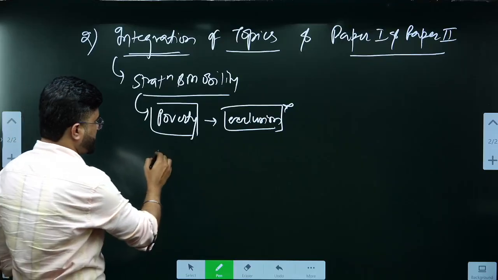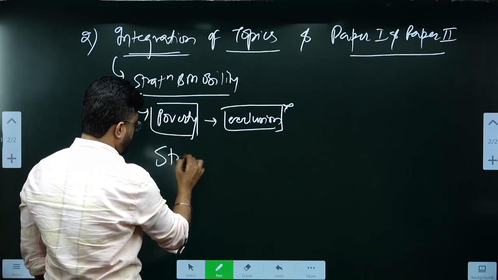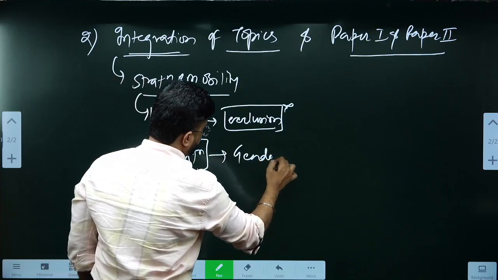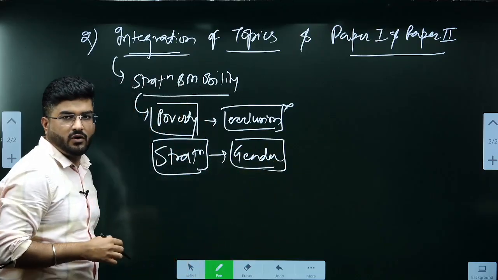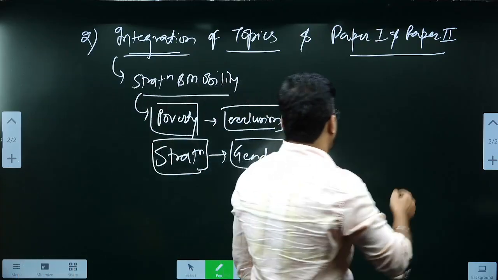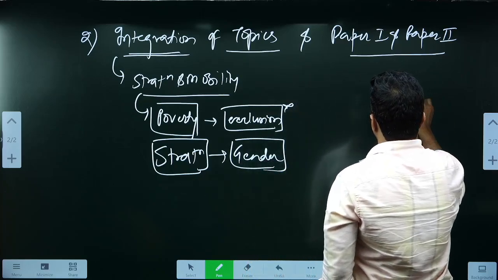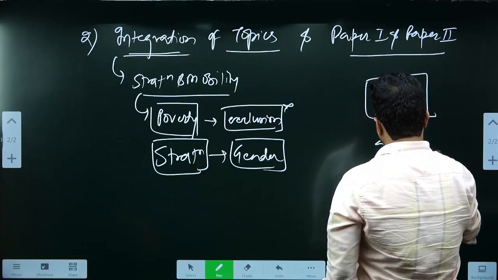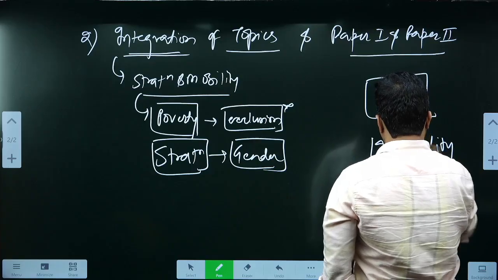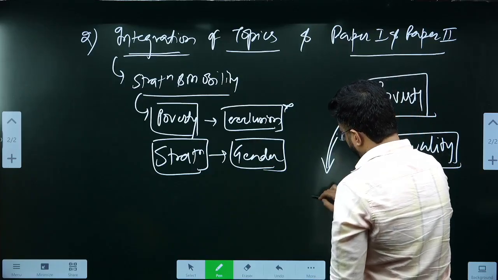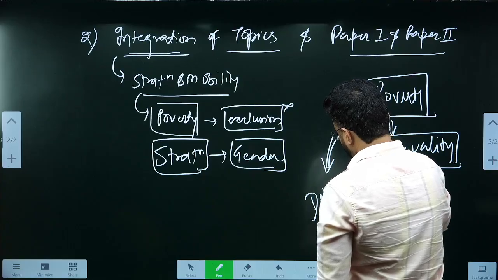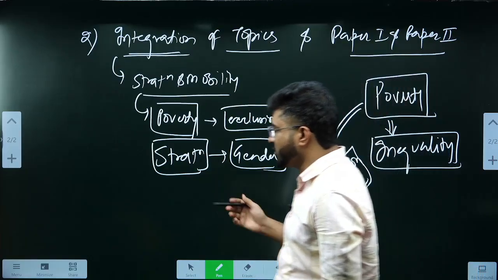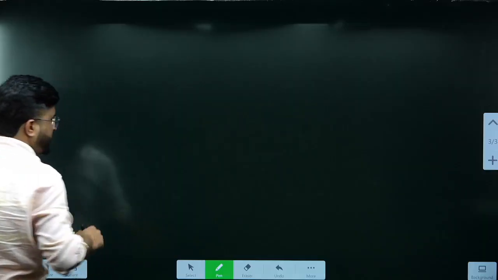Similarly, now they have been asking question related to stratification but making connection between gender and stratification. Okay, similarly, when they ask a question for poverty in paper 2, they always make a connection between poverty and inequality or poverty and deprivation. Okay, apart from these concepts, they also want you to integrate the chapters.